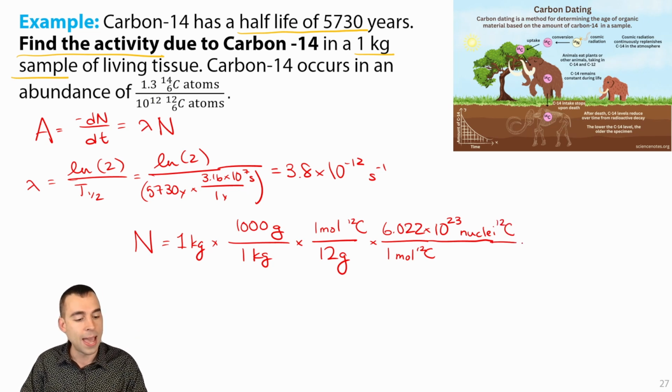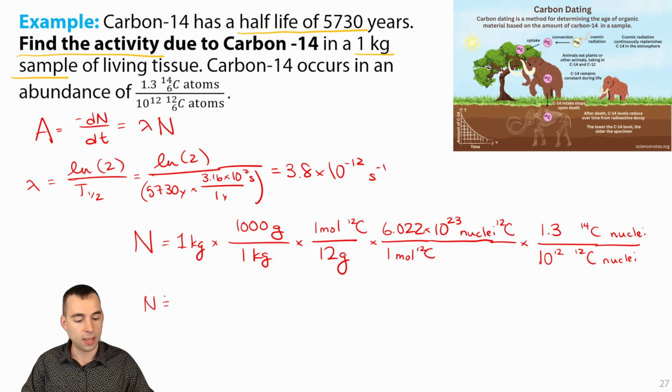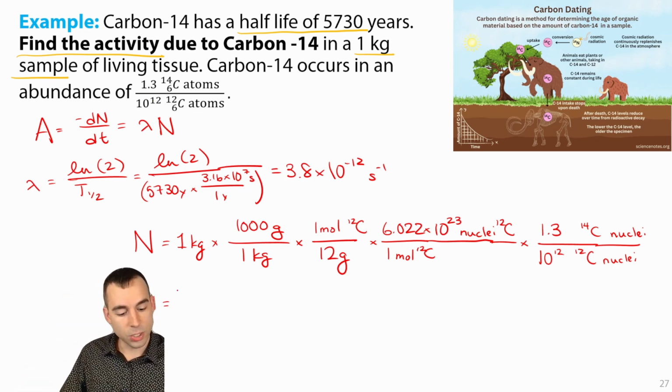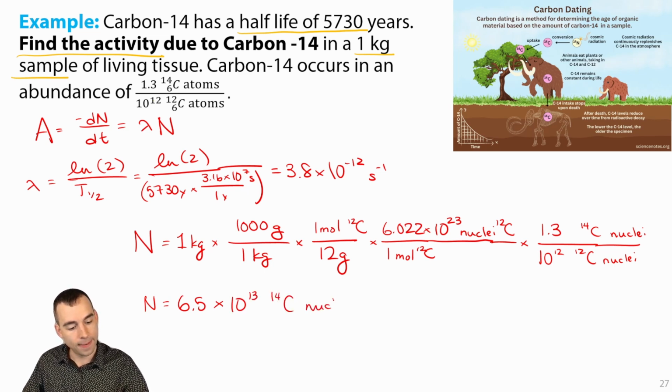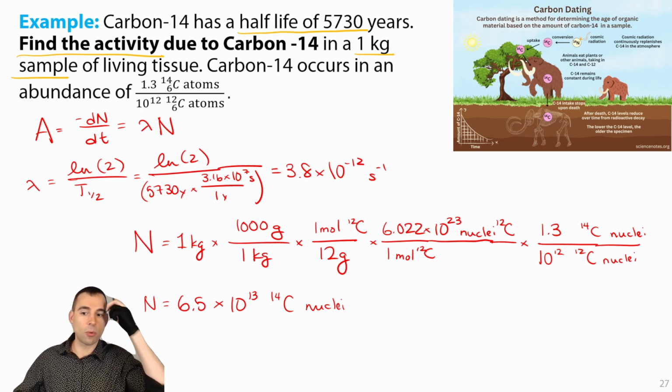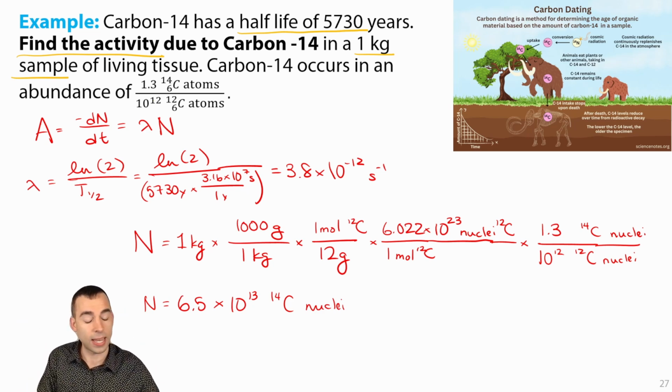And lastly, we know that for every 10 to the 12 carbon-12 nuclei that we have, the percent abundance, that abundance ratio, will mean that we have 1.3 carbon-14 nuclei. And that should tell us how many nuclei we have present of carbon-14. The number of nuclei we can calculate. And so the number of nuclei is 6.5 times 10 to the 13 carbon-14 nuclei. And so that number really is just a unit to keep track of a count of nuclei.